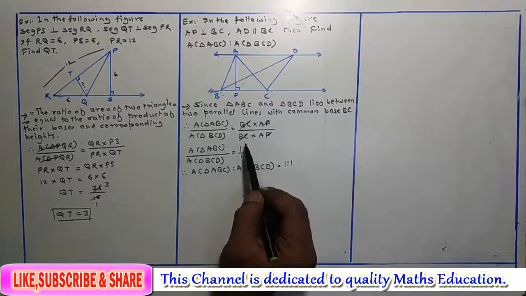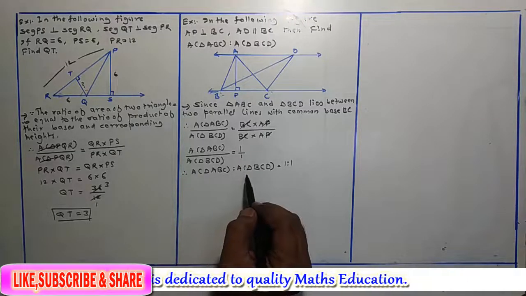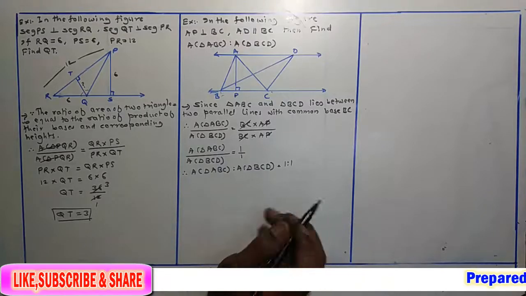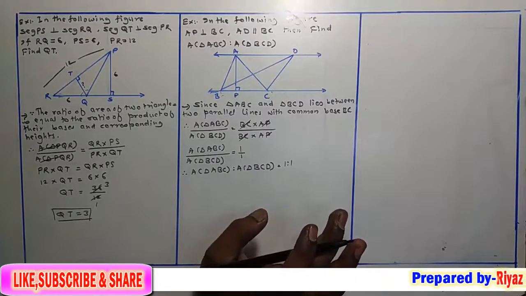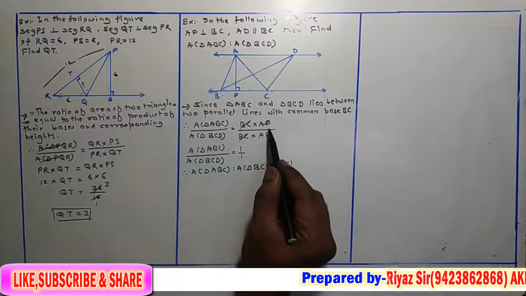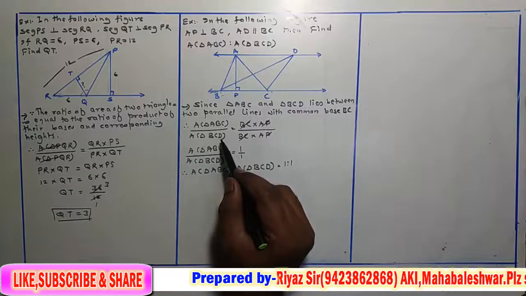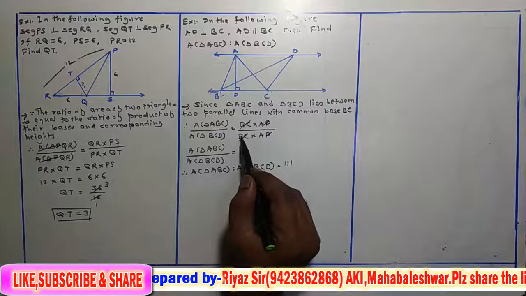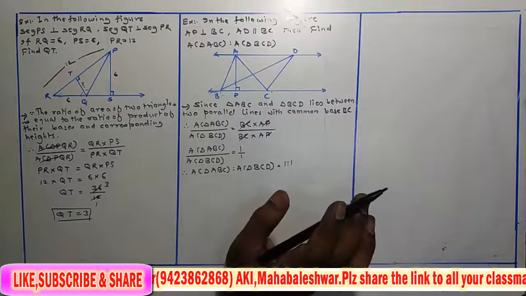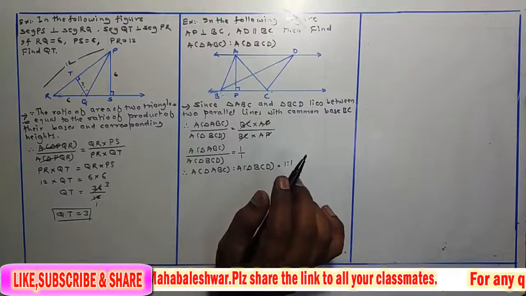AP gets cancelled, BC gets cancelled, you will get 1 upon 1, and therefore area of triangle ABC to area of triangle BCD is equal to 1:1. In this way you have to finish this example, or you can use that property also with common, equal height. The ratio of area of two triangles with equal height is equal to ratio of their corresponding bases, but base is also common, so BC gets cancelled, you will get 1 upon 1, 1:1. Okay, in this way you can solve this example.